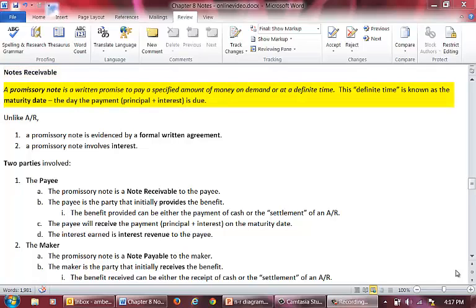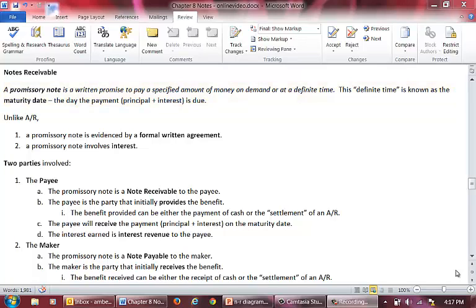A promissory note is a written promise to pay a specified amount of money on demand or at a definite time. We are essentially giving someone a loan. An important thing to remember is that we will not receive anything until the maturity date, and on that date we will receive the total principal of the note and the total interest due. Notes do not involve periodic payments.